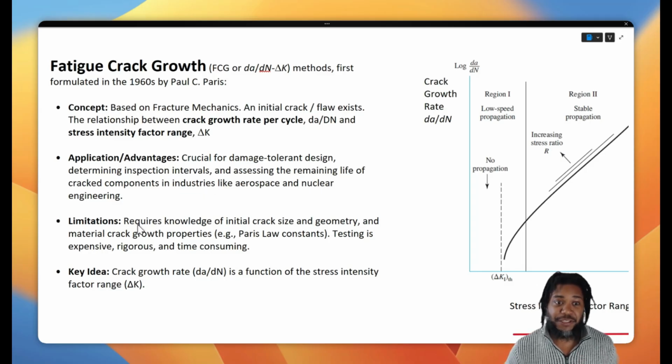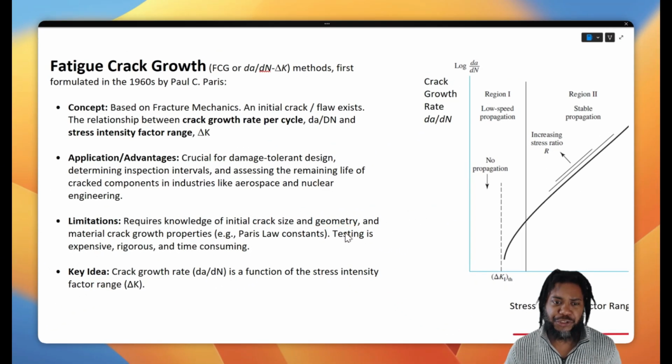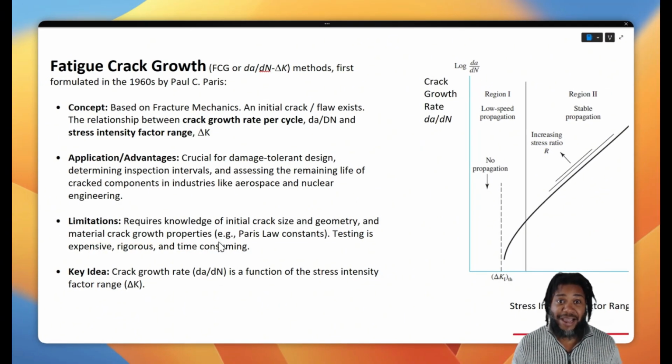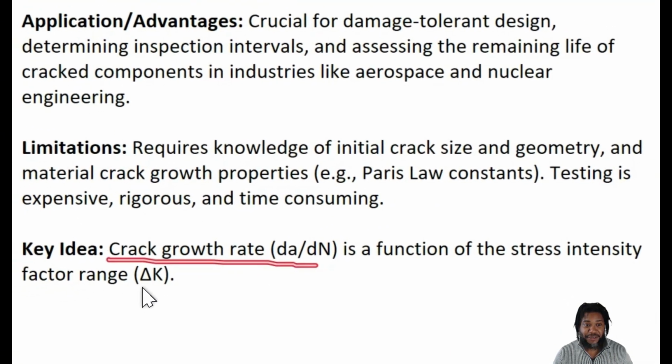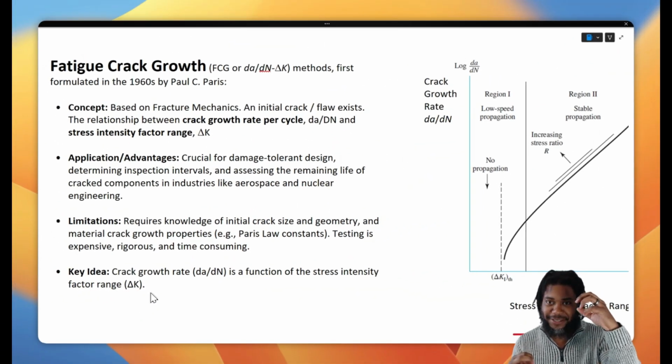A limitation of this method is that it does require us to know an initial crack size, and we need to know a lot about the geometry and loading conditions. And it can be difficult to actually get the crack growth properties for our materials because the testing is very expensive, rigorous, and time consuming. But the key idea is that we can relate crack growth rates to the stress intensity factor range, the maximum stress intensity calculated minus the minimum, right?